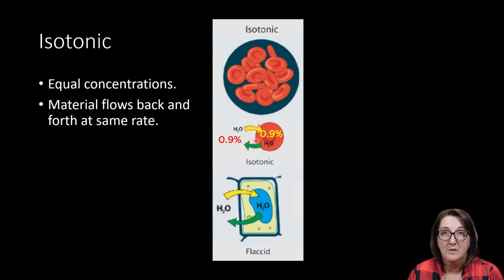And this is what animal cells, your and my cells, like. They like to have an isotonic environment. They want the same concentration outside as they do inside.